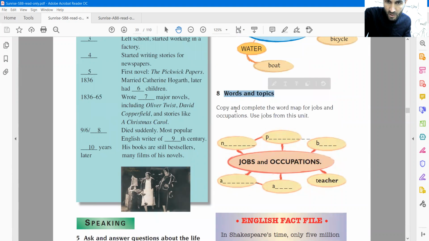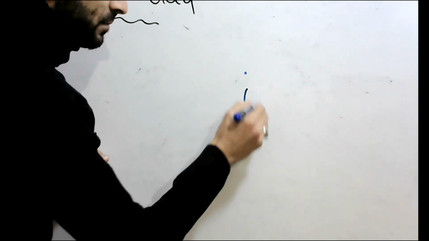Words and topics. Copy and complete the word map for jobs and occupations. Use the jobs from this unit, okay? So what we've studied before, for the jobs, we're going to make a map. For example, we've got jobs, and I'm going to make it down here. I'm going to stop the share to make the screen bigger. Jobs.